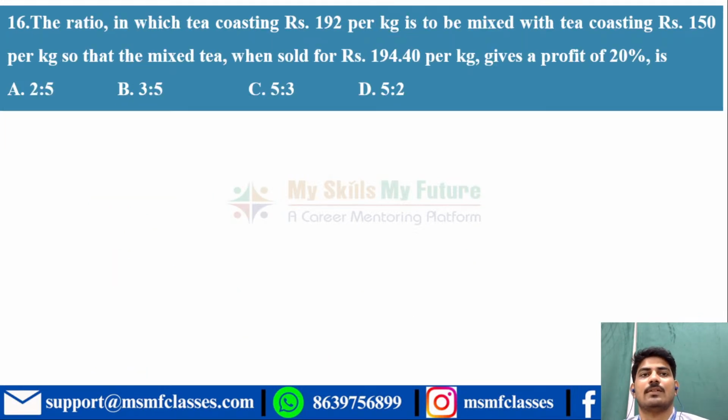Okay, this was the next question. I'm directly going with the answers here. So the ratio in which tea costing 192 per kg is mixed with tea costing 150, and it was sold for 194.40. But if you take it like this, then you are doing it wrong. Why? Because here the cost price is given as 192 and here the cost price is given as 150, but here he is giving the selling price.